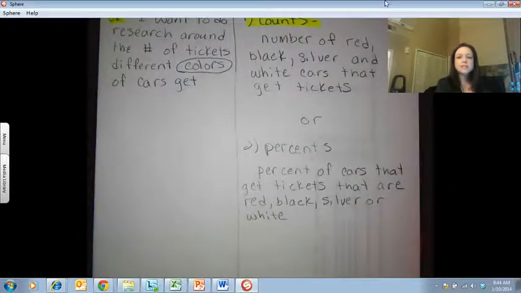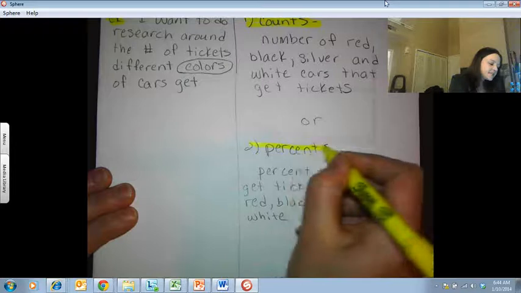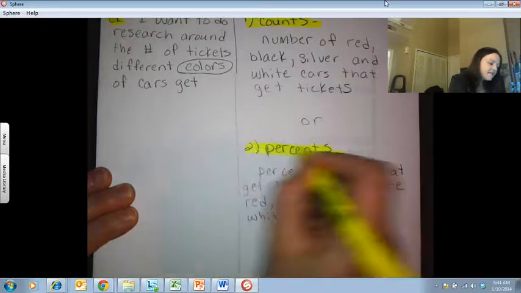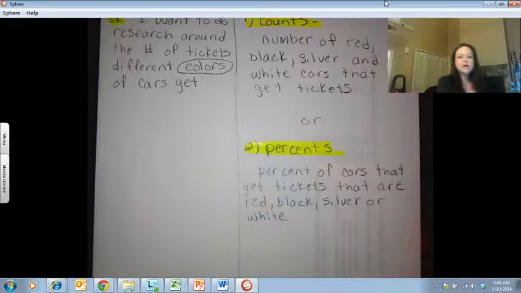The second way you could do it is to look at percents. So instead of just counting the number of cars that get tickets, you can count the entire number of tickets that are given and then find the percent of red cars, the percent of black cars, the percent of silver cars, and the percent of white cars that get tickets. And if you have a percent, you could make maybe a pie chart with it to explain what's happening.